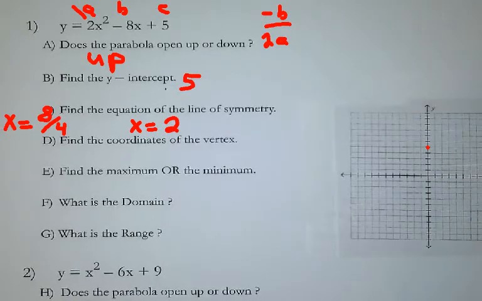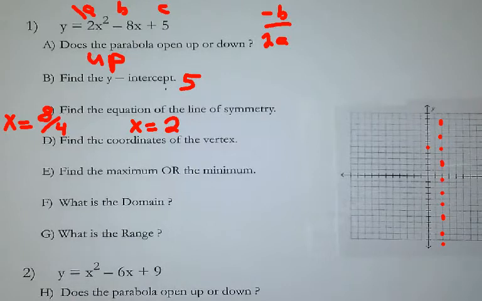Now remember, that's a vertical line. So here it is. I'm going to draw it as a dotted line right down here. This is the line of symmetry. That means this dotted line cuts the parabola in half, exactly down the middle.